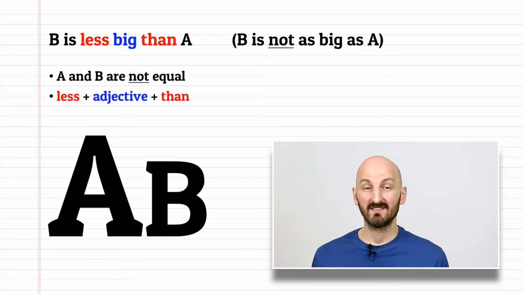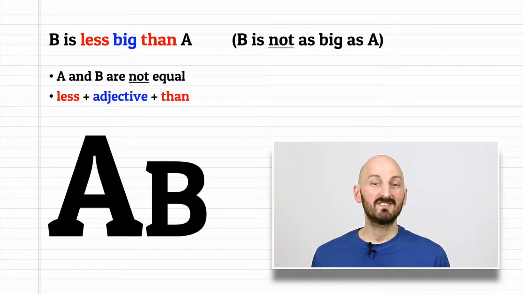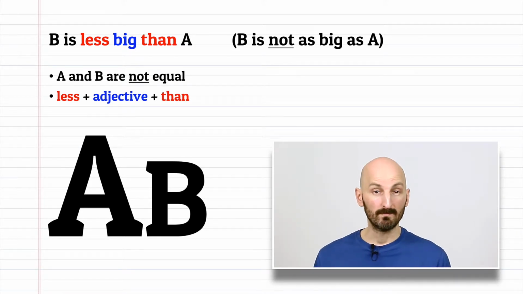So that's equal comparisons. Now let's look at down comparisons. B is less big than A. This simple sentence shows the comparison between A and B. The adjective big doesn't change to show the comparison. The form is less plus adjective plus than, and the adjective is in the normal form. So we have B is less big than A. However, we almost never use this form for one-syllable adjectives when speaking and writing informally. We use the negative equal comparison instead. So we would use B is not as big as A. Always try to use this form instead.